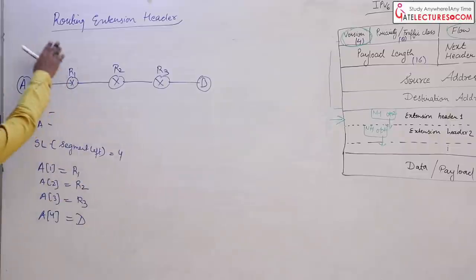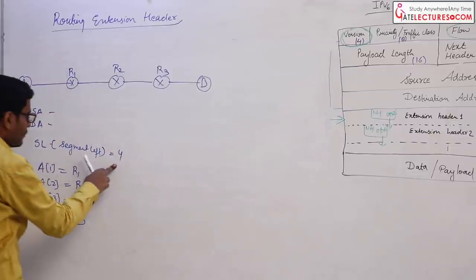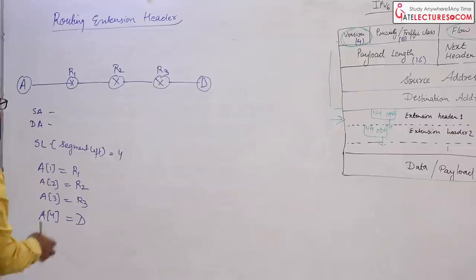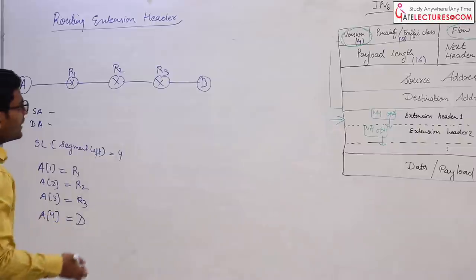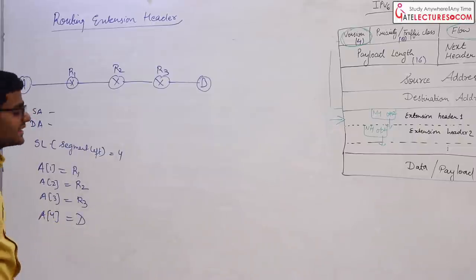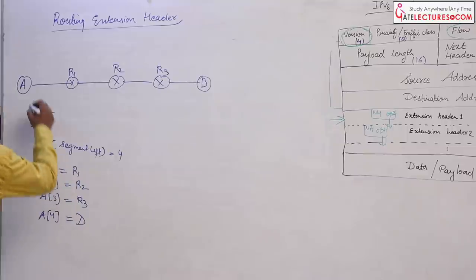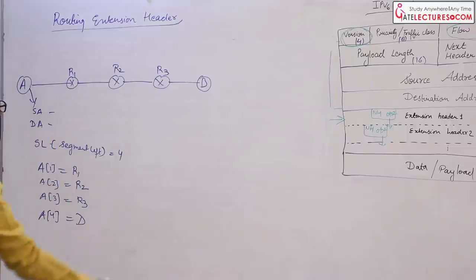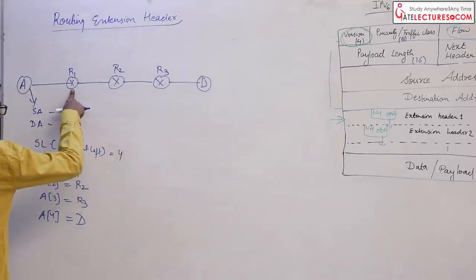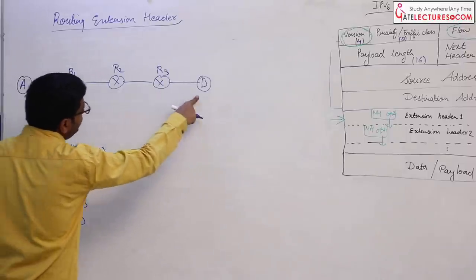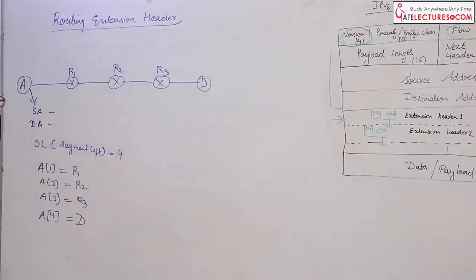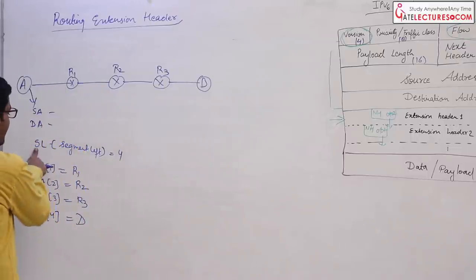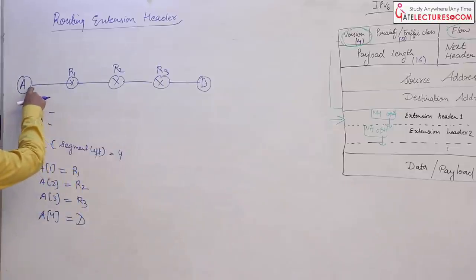Fine. So in this header, we have the field called segment left. What does segment left mean? After this node, how many intermediate nodes it has to come across to reach the final destination. So if your packet is at A, before reaching the destination, it has to go to this node first, then this node, then this node, then this node. So there are 4 nodes. In order to reach destination D, it has to cross 4 nodes, so the segment left field is 4 when the packet is at A.